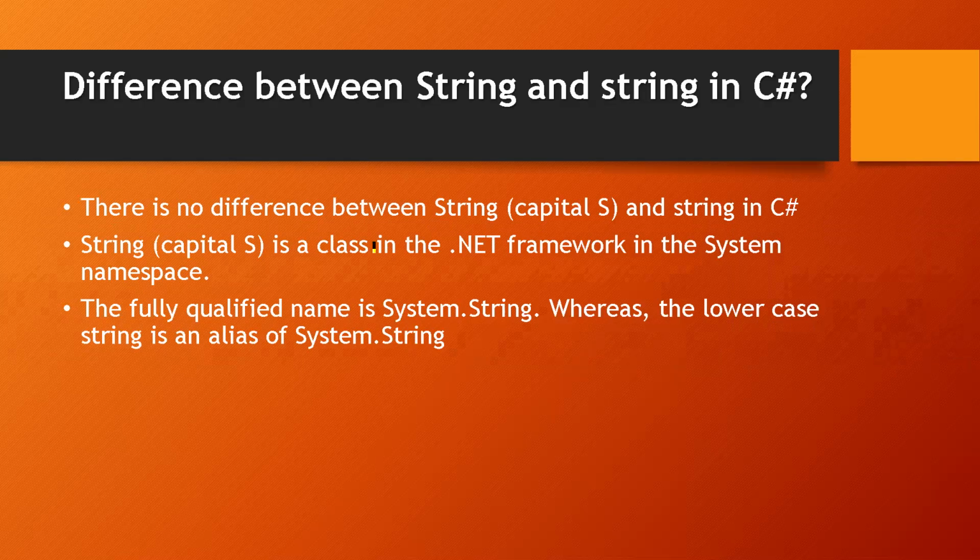Capital String is a class in the .NET framework in the System namespace. The fully qualified name is System.String, whereas lowercase string is an alias of System.String. Means System.String is a fully qualified name, capital String is a class, and small string is an alias.